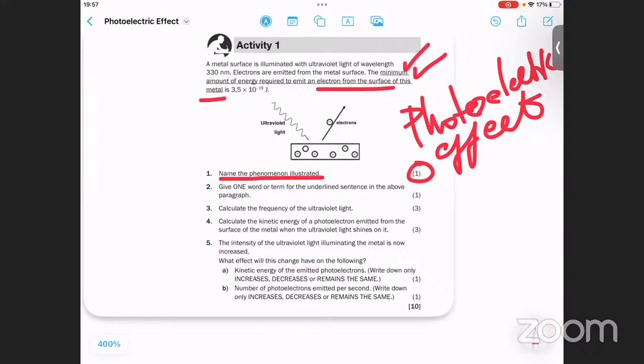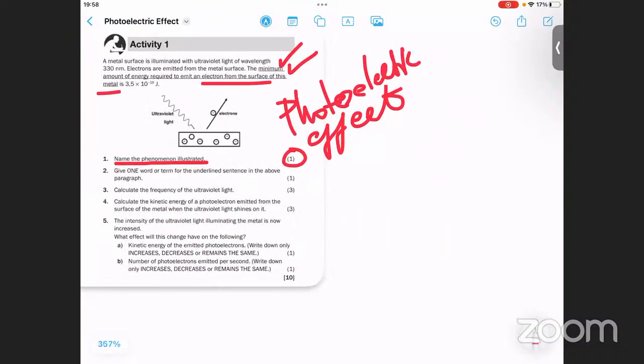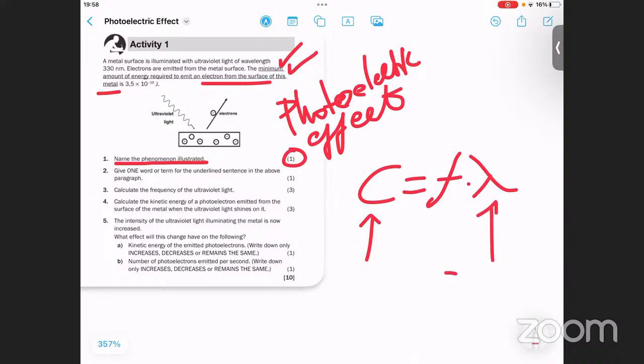Sir, aren't we going to use the wavelength formula to calculate the frequency? Yes, you're going to use that formula which says c equals that multiplied by that. Obviously, this one is a constant, and then you were given that one.